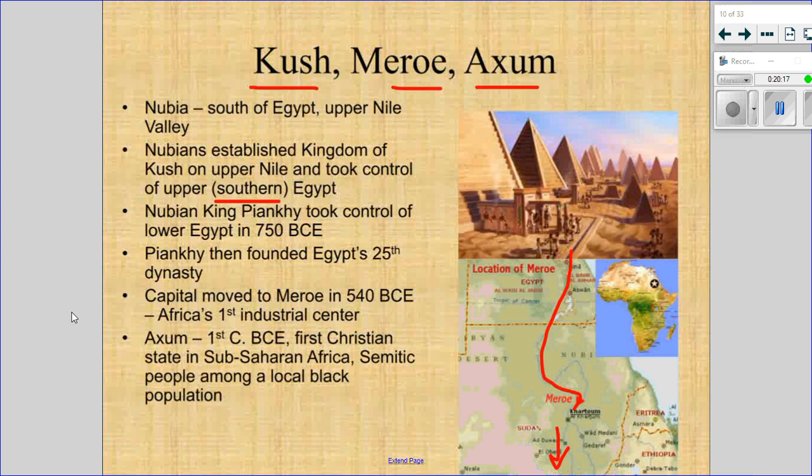The capital moved to Meroe in about 540 BCE, and this was Africa's first industrial center. Axum, in the first century BCE, became the first Christian state in sub-Saharan Africa.